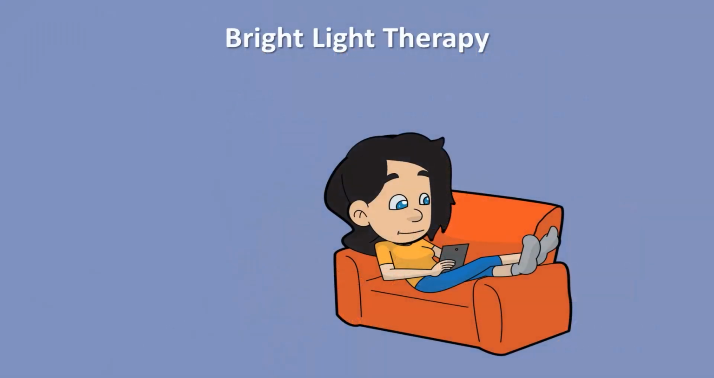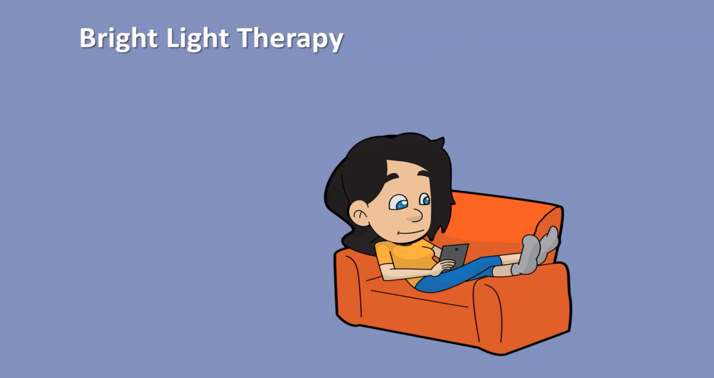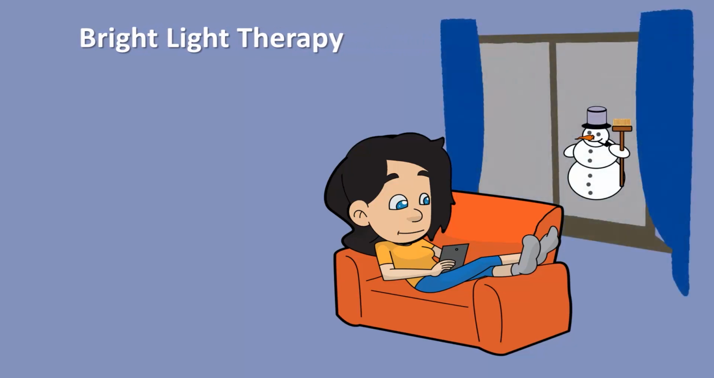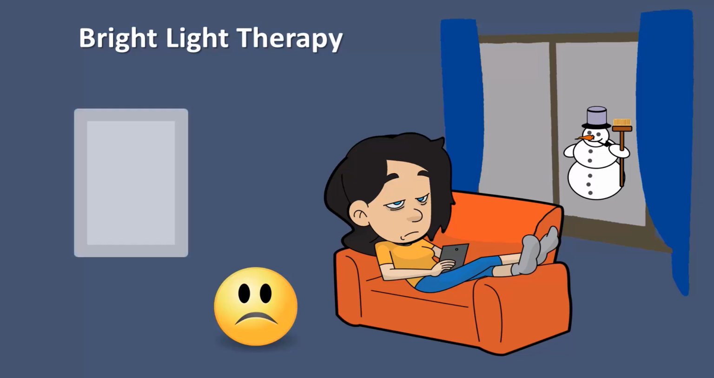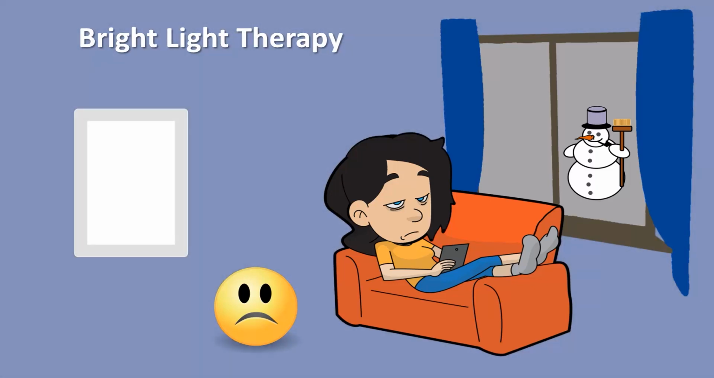The most common way to treat seasonal affective disorder is with bright light therapy. In the winter, we're exposed to less sunlight, and this lack of sunlight can affect our bodies in ways that contribute to depression and can lead to seasonal affective disorder. Bright light therapy is a way of making up for our lack of exposure to sunlight, and as a result can help alleviate symptoms of SAD and seasonal mood change.